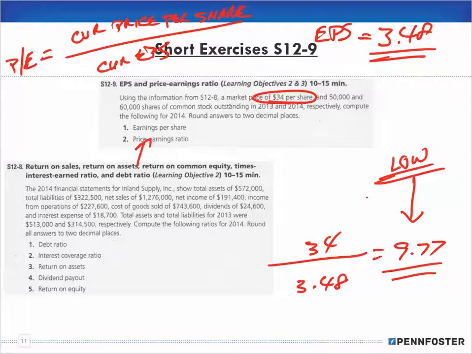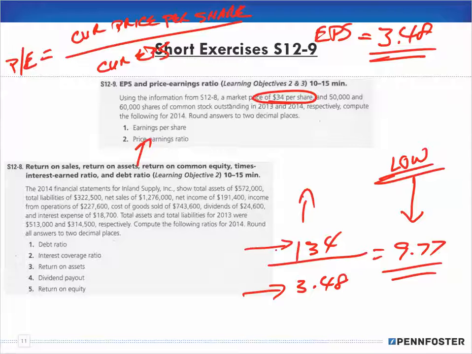Why? Because the earnings per share is relatively high, and the price of the stock itself is relatively low. So that gives me a low price to earnings ratio. Because the earnings are so large, the price of that stock itself should be much higher. And that's why the PE ratio is low.